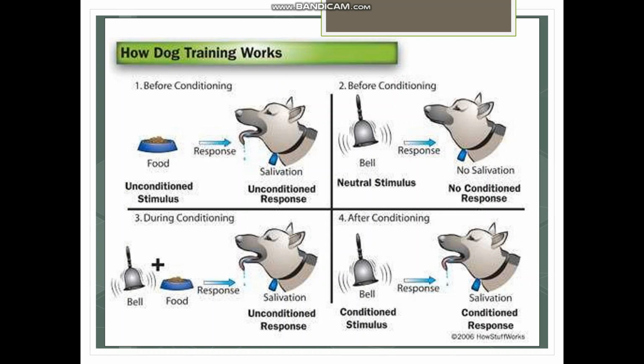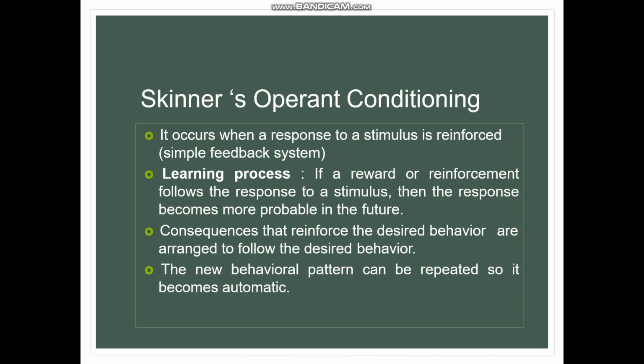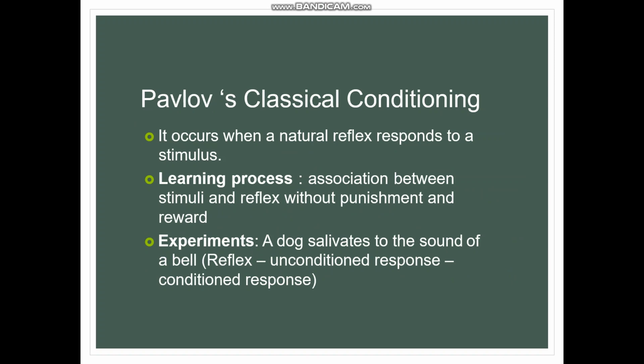And then for the conditioning, we combine the unconditioned and neutral stimulus, and then we have the unconditioned response, salivation. After that, we only give, for example, the conditioned stimulus of the bell, and it results in salivation. What I'm going to talk about, this Pavlov classical theory, is that it occurs when a natural reflex responds to a stimulus.